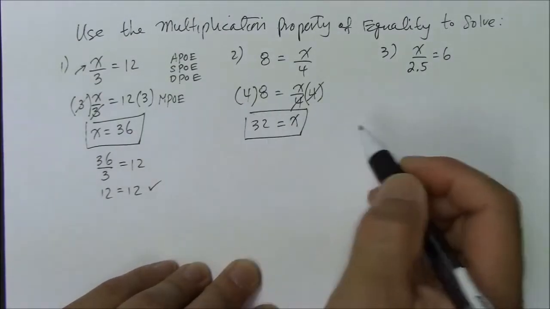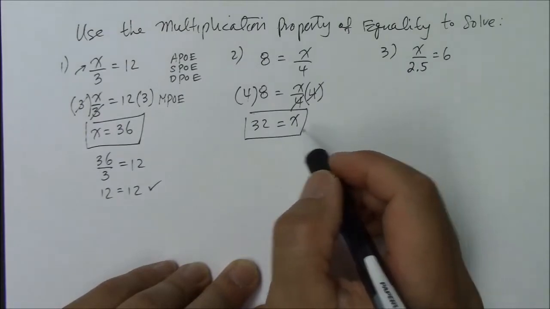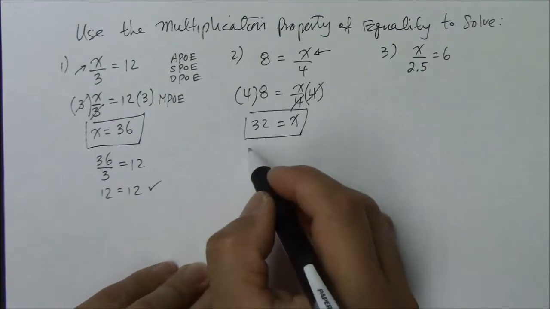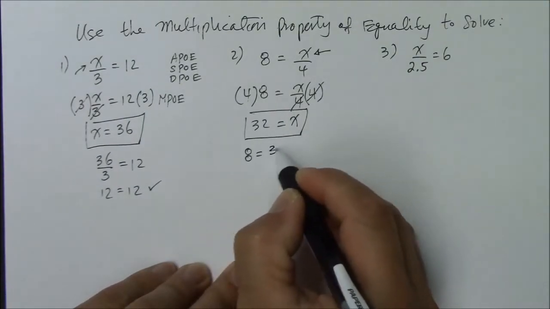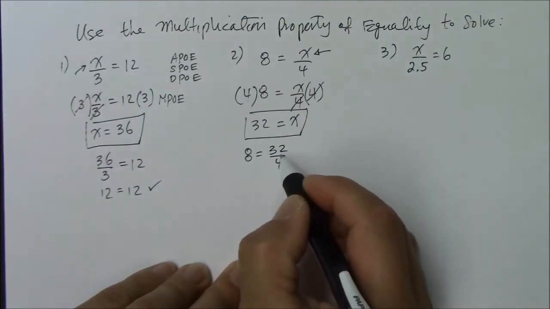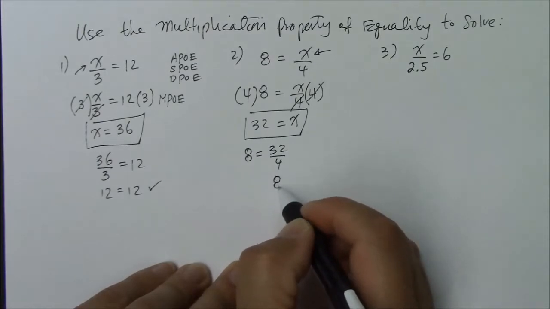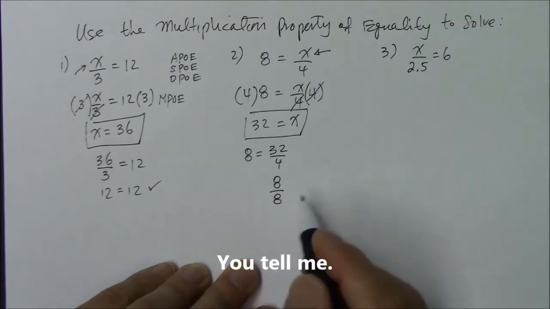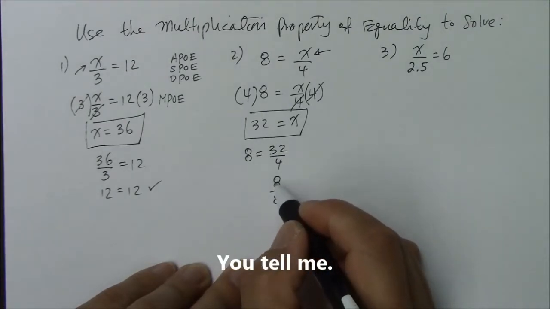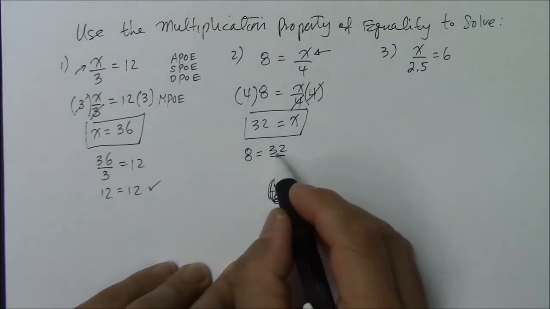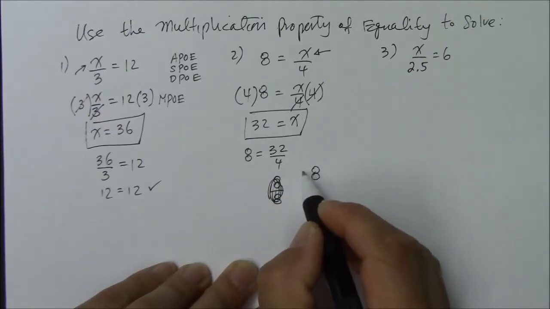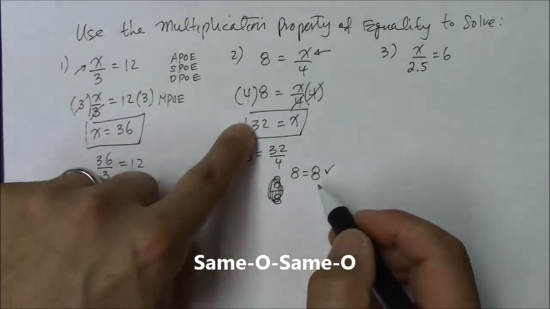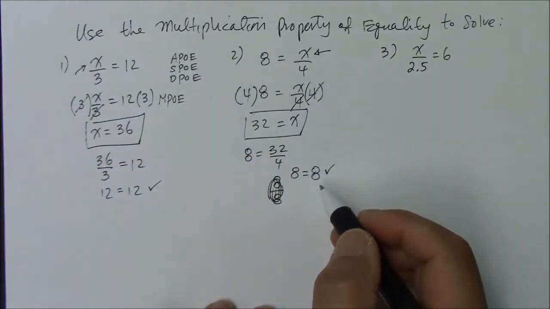And that's the answer. And to show that that is the correct answer, you want to take that and substitute it back into the original equation. So 8 is equal to 32 divided by 4. Well, that's going to be 8. And does that... But 32 divided by 4 is 8. Does that equal the 8 on the left side? Sure does. So that means this solution that we found was the correct solution.